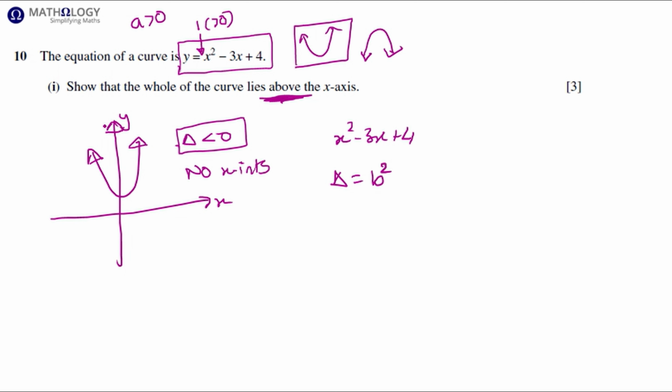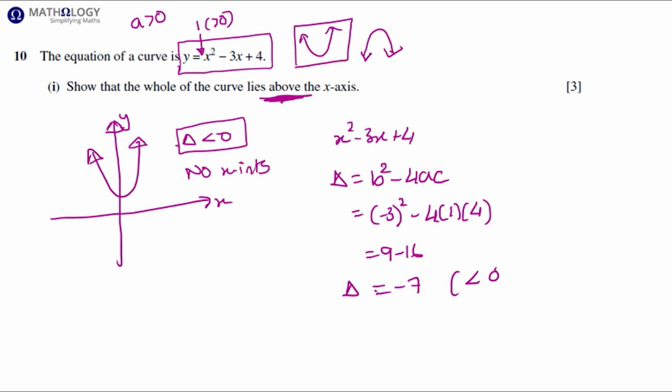There is another way to do it, and I'll do it with you shortly. Delta equals b squared minus 4ac. So that's minus 3 squared minus 4 times 1 times 4. That's 9 minus 16, and that equals negative 7. Lo and behold, delta is less than 0.